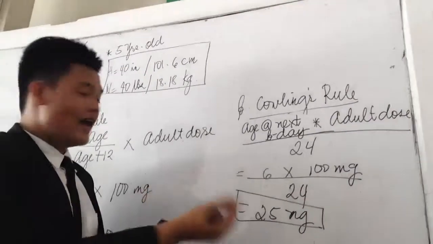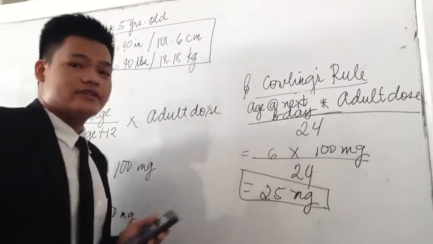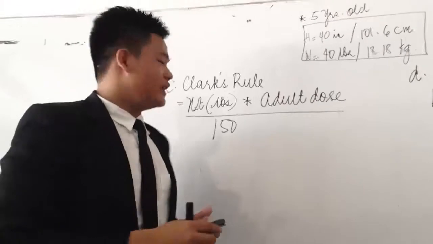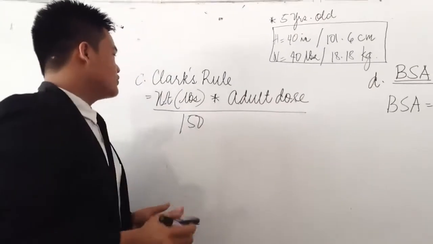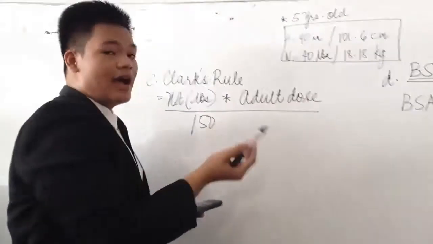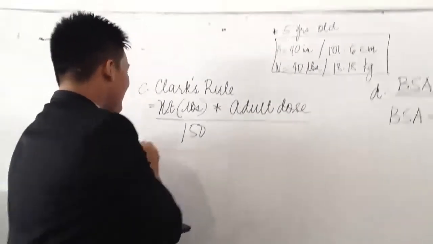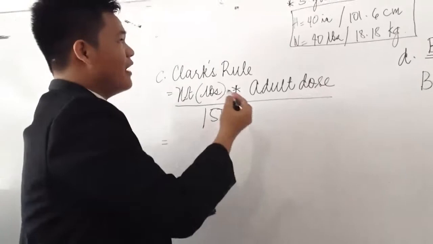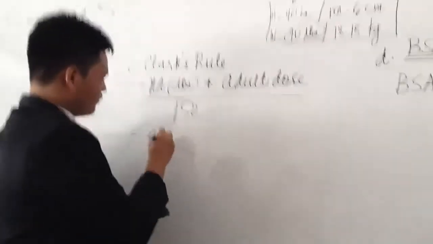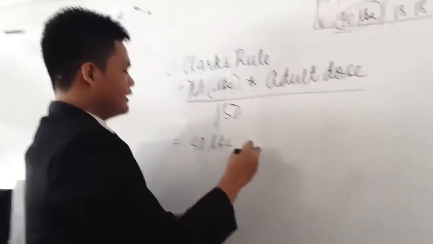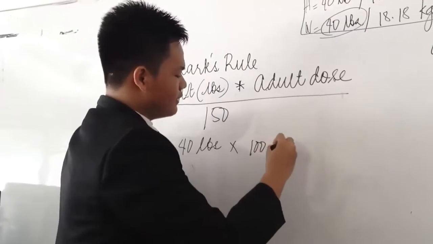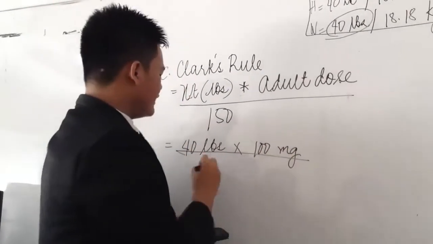So that is the patient's dose in Cowling's rule. Okay, so third we have Clark's rule. So those calculations using Clark's rule. The formula is weight in pounds times adult dose divided by 150. So again, our patient's weight in pounds, we have 40 pounds. 40 pounds times adult dose, which is 100 milligrams, divided by 150.